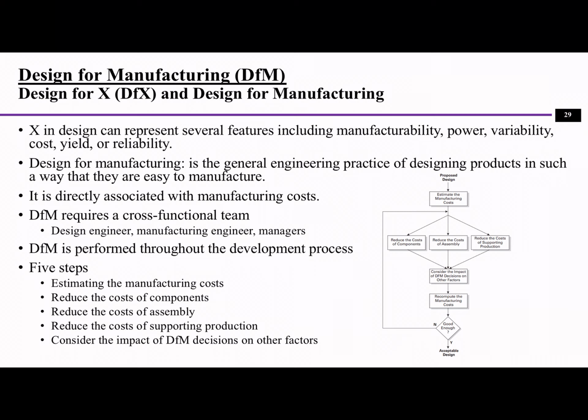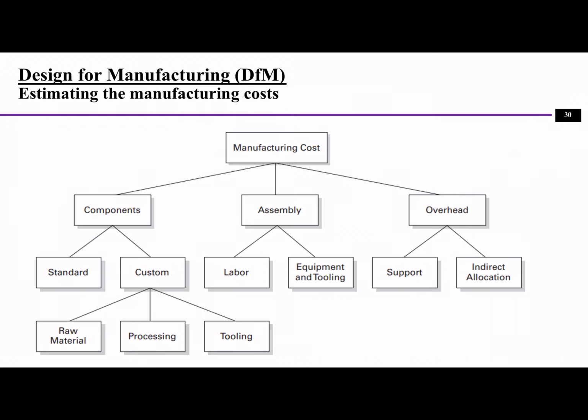So the 5 steps to do design for manufacturing: one is estimating the manufacturing costs, then reduce the cost of components, reduce the cost of assemblies, reduce the cost of supporting production, and also consider the impact of design for manufacturing decisions on other factors. Next, I'm going to talk about it one by one. Well, estimating the manufacturing costs. Here is a chart to look at how the manufacturing costs are actually calculated or can be decomposed.